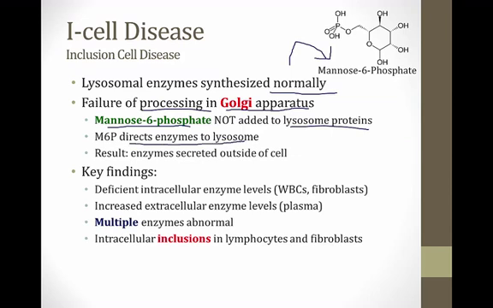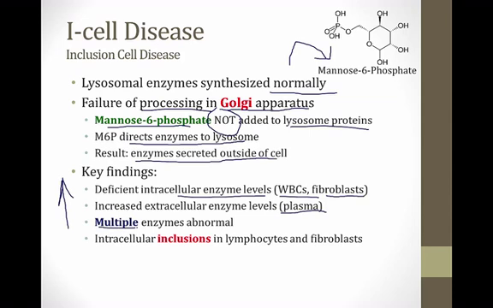What happens in I-cell disease is that mannose-6-phosphate does not get added to lysosomal proteins. As a result, those enzymes get secreted outside of the cell instead of going inside of the lysosome. Once you understand this cell biology, it's easy to understand the clinical findings. Patients who have I-cell disease have deficient intracellular enzyme levels when you measure the levels of lysosomal enzymes inside of white cells or fibroblasts. In addition, if you measure the enzyme levels of lysosomal enzymes in the plasma, which represents the extracellular space, you will find that those enzyme levels are elevated. So low levels inside of cells, high levels outside of cells.